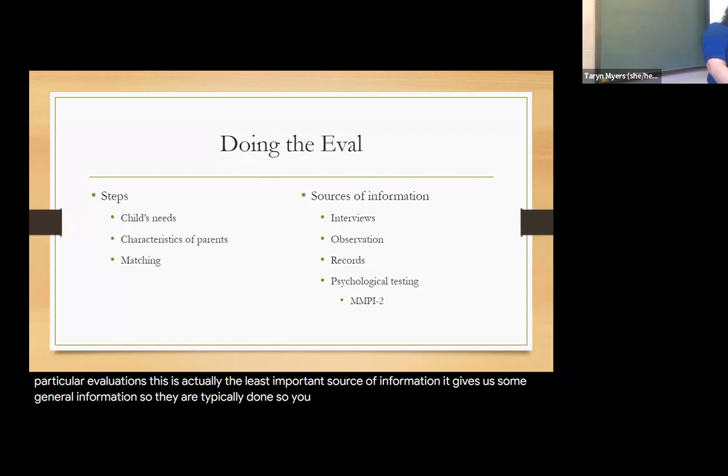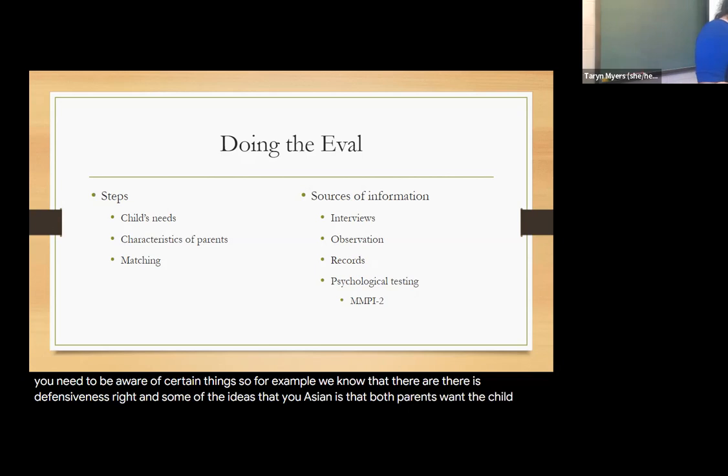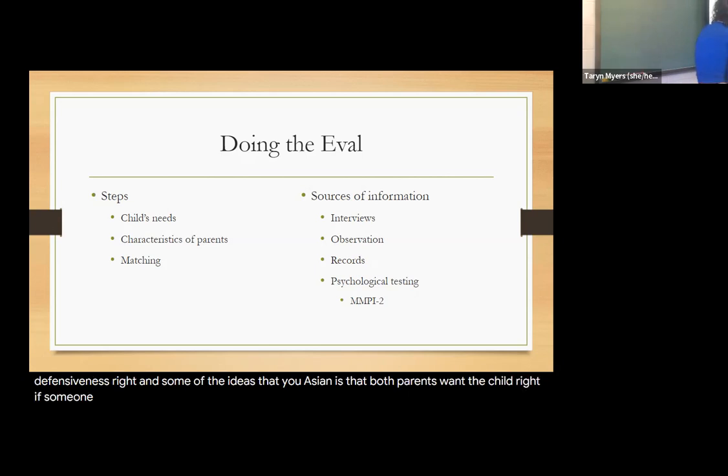So usually they'll use the MMPI, whatever version of it is being accepted at this time. One study found that 84% of child custody evals gave the parents the MMPI, or maybe some other personality tests. And on the MMPI, you need to be aware of certain things. For example, we know that there is defensiveness, right? And the ideal situation is that both parents want the child, right? If someone is not coming across as defensive or doesn't seem like they're fighting for the child, right?